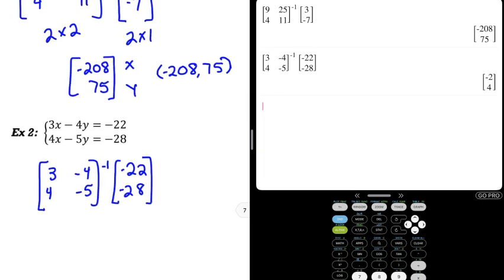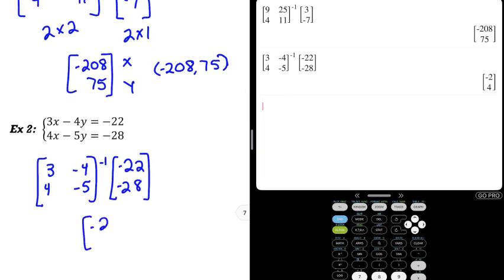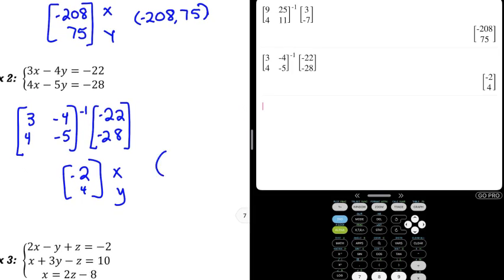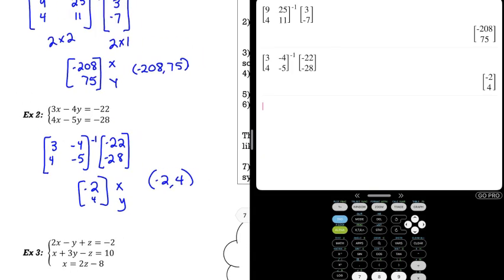I guess I already did it, didn't I? Negative 2, 4. So the x value is negative 2, the y value is 4. So we would write it as negative 2, 4.